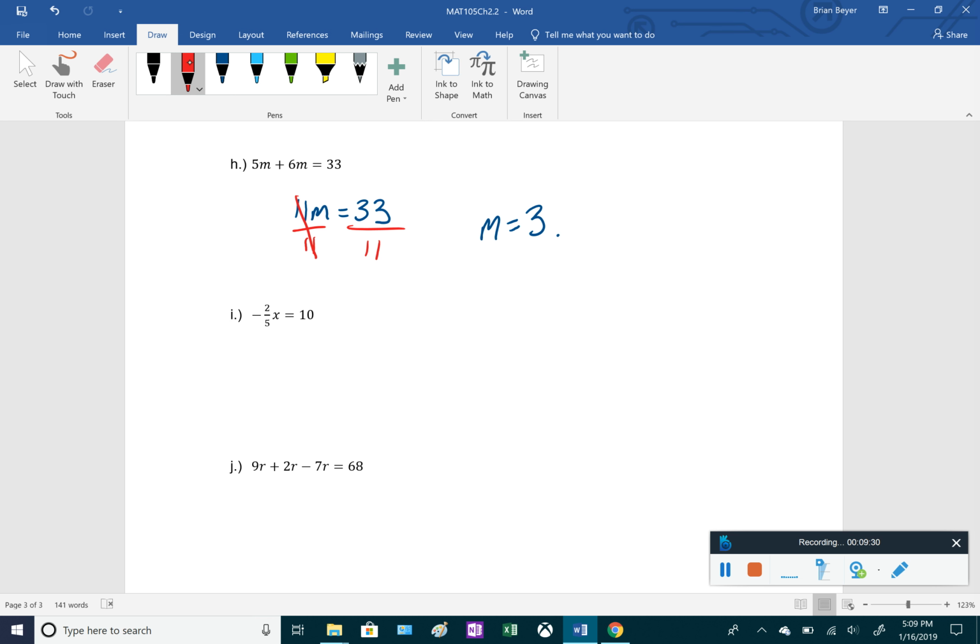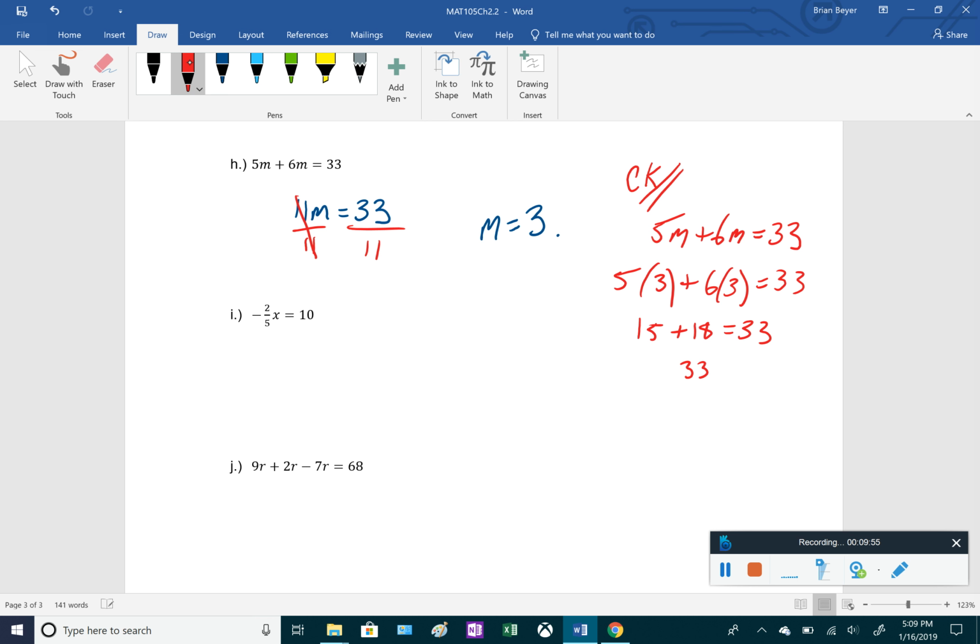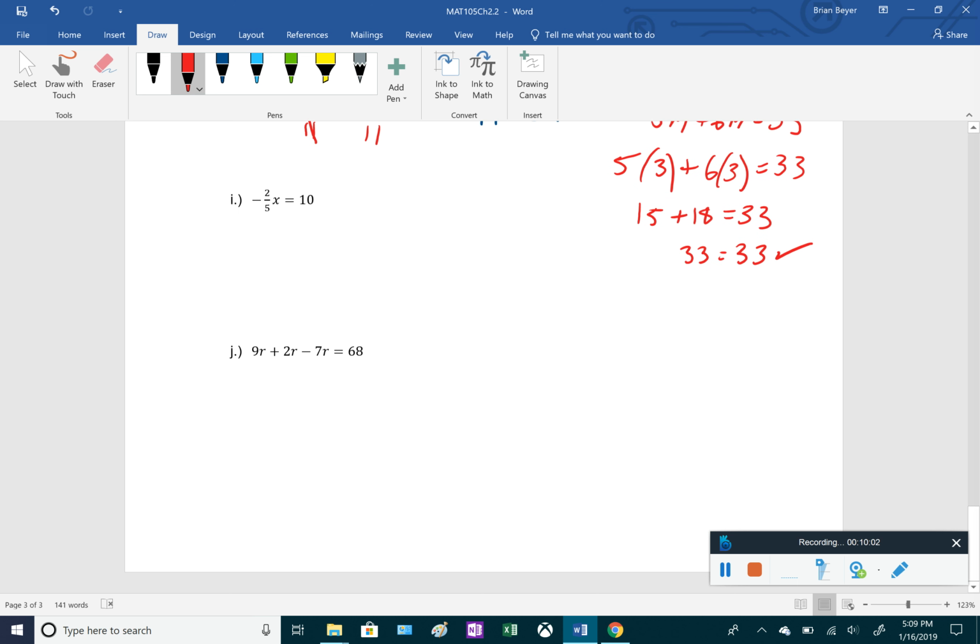I'm going to check this one just because it's maybe not as obvious when you're just looking at the original what the answer is. Some of them are pretty obvious. Okay, so we're going to plug 3 in to see if it works. So that's 5 times 3 plus 6 times 3 equals 33. That gives us 15 plus 18 equals 33. 15 plus 18 is 33. So that checks out. We did it correctly.